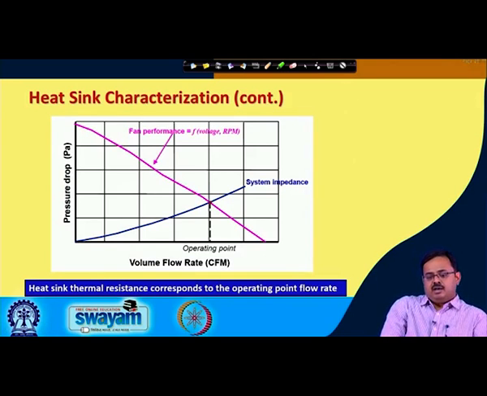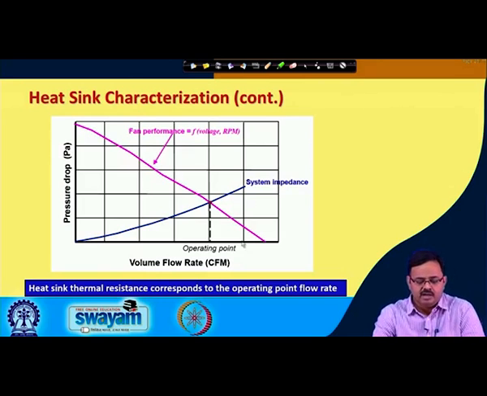And if you take a certain heat sink, that will have an impedance curve depending on the fin spacing, fin height, length, fluid properties, flow rate, and that is given by this blue line. The point of intersection of the fan performance curve and the system impedance curve is the operating point. So, the heat sink and the fan combination is going to operate at a flow rate corresponding to this operating point.